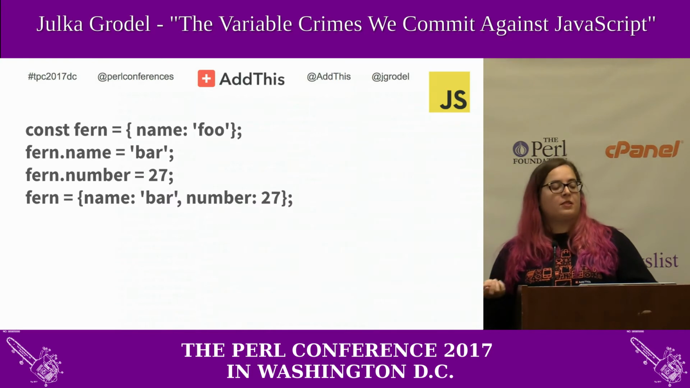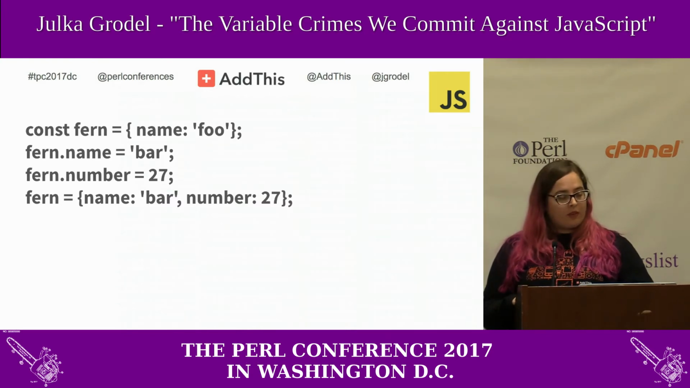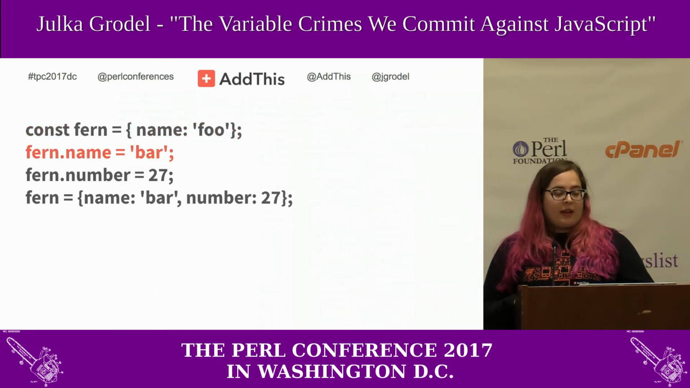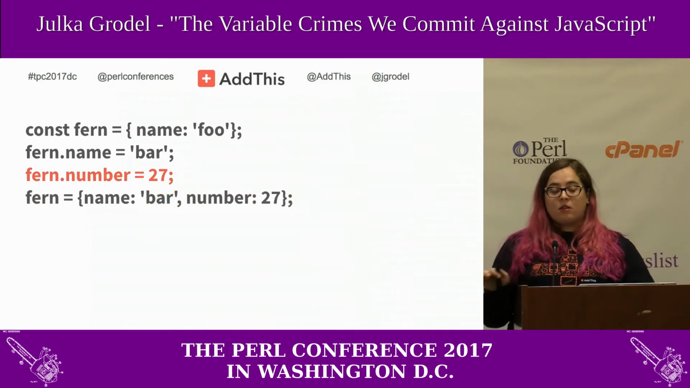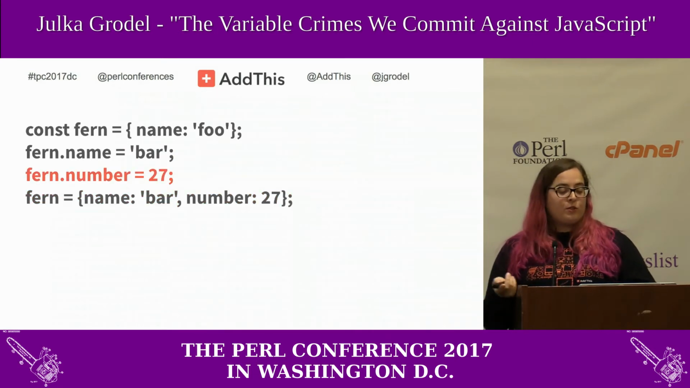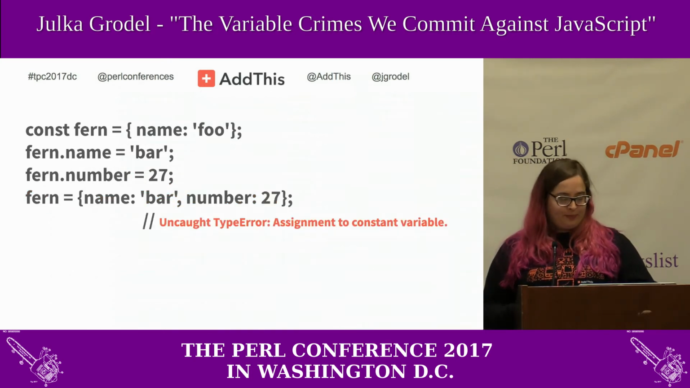So here is an object. I do a const fern, and I give it the name of foo. And then I can also change that name to bar. I can give it a number of 27. And all of that doesn't cause any errors and changes the values. But as soon as I try and put a new object in there, even though the values are exactly the same, I'll get an error.